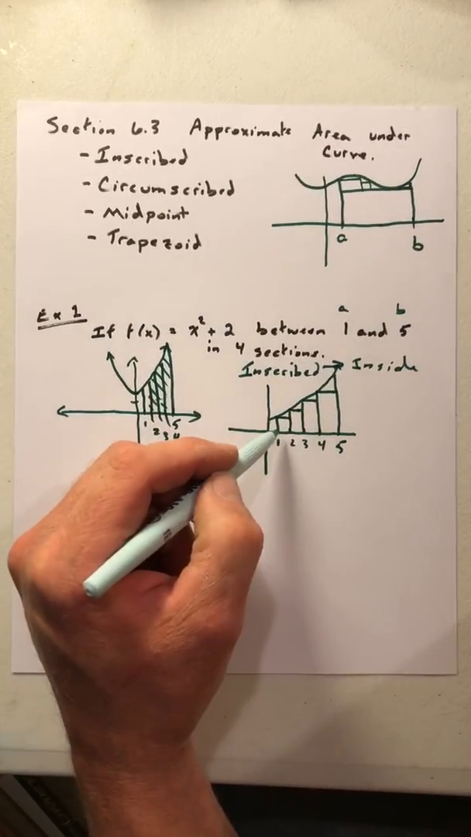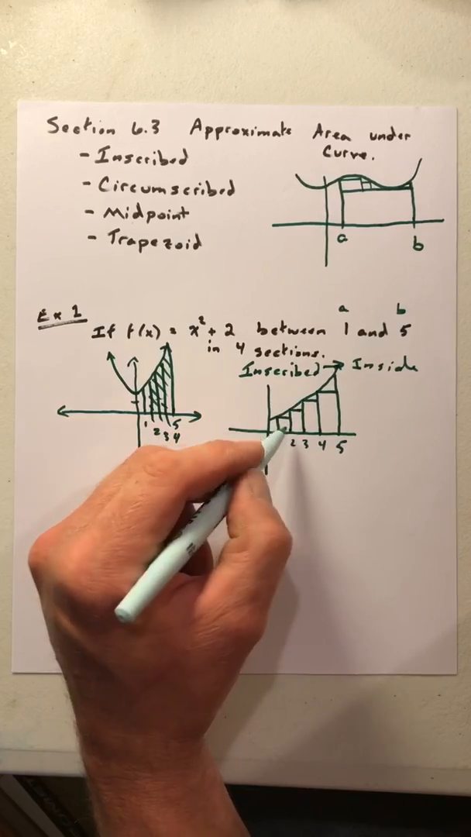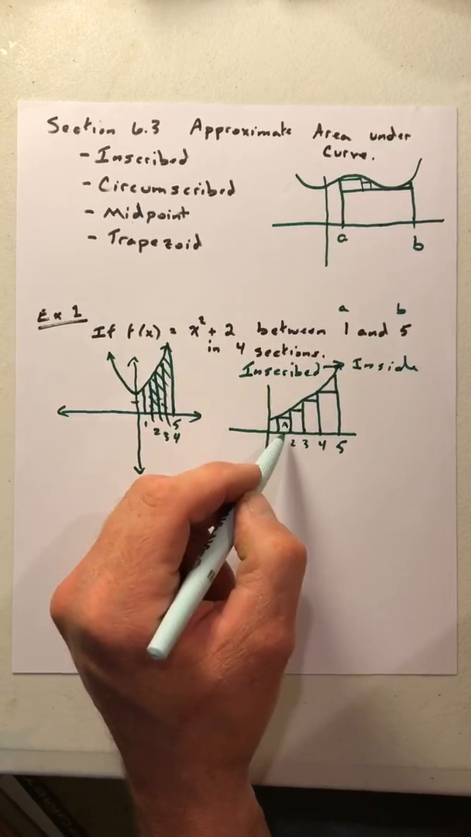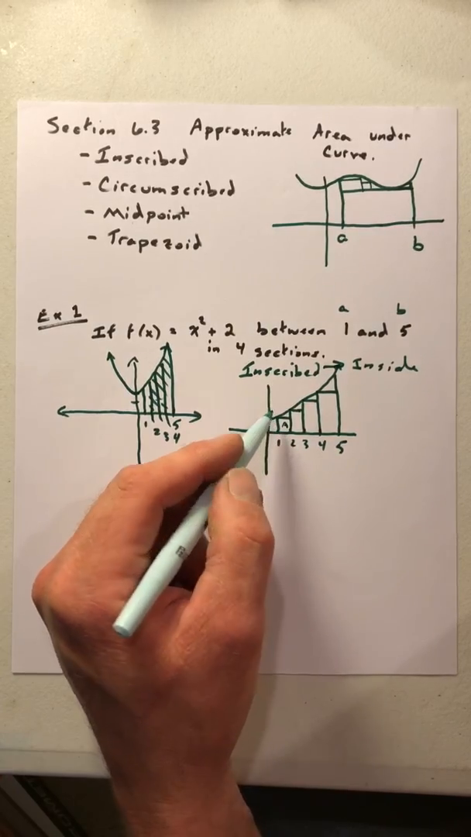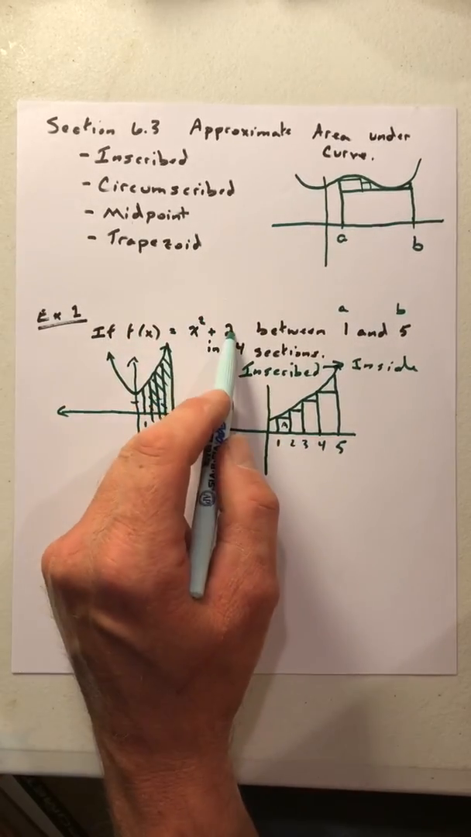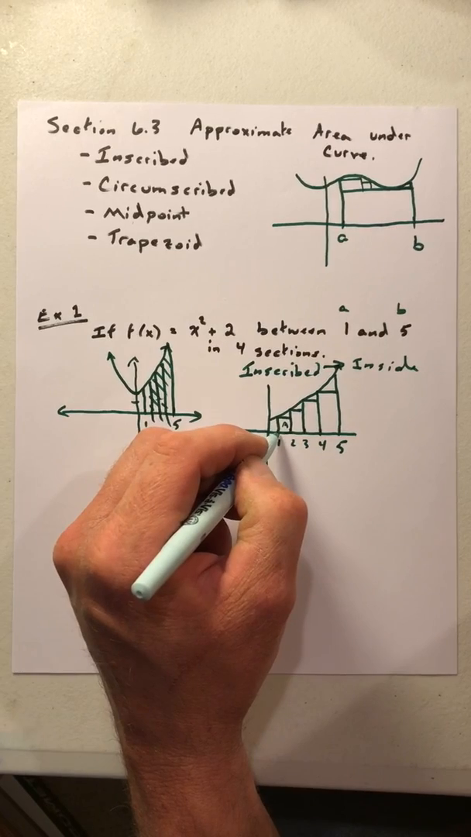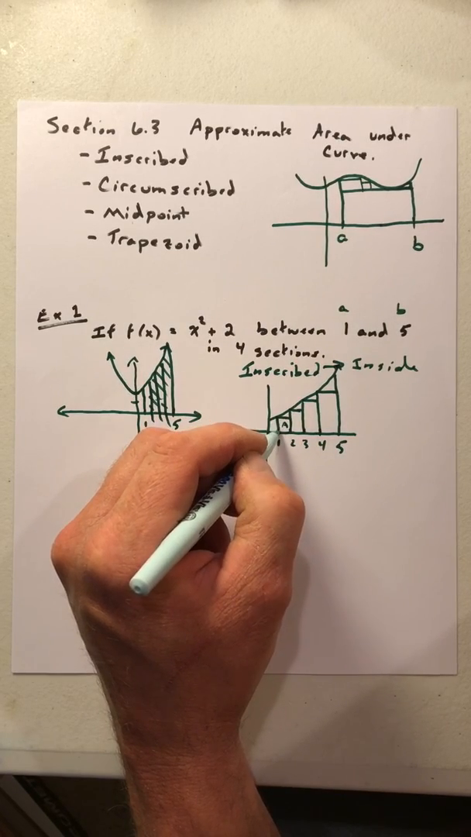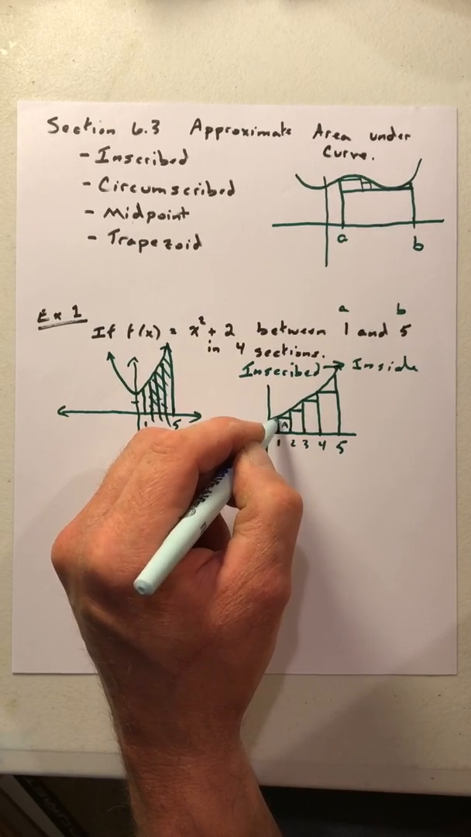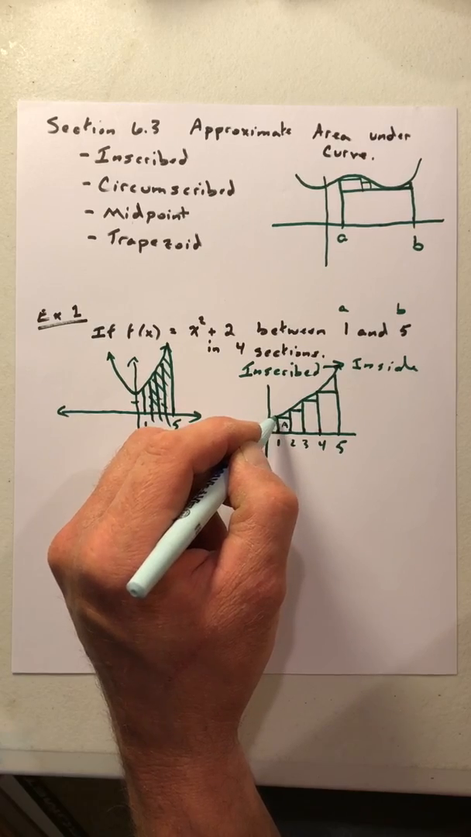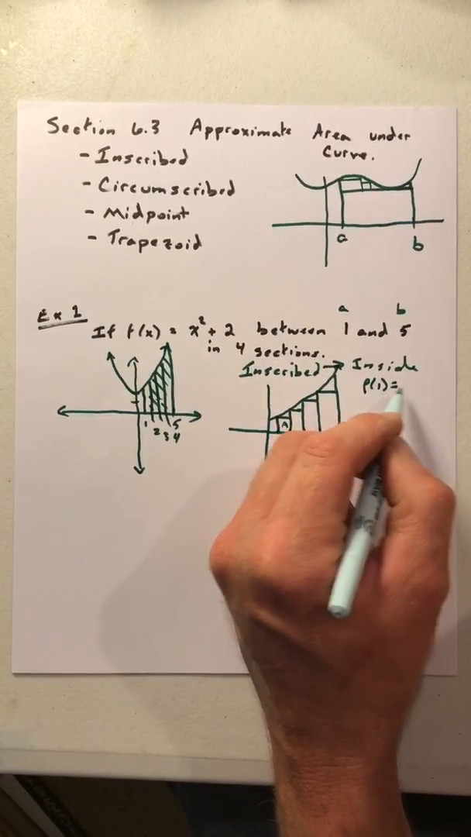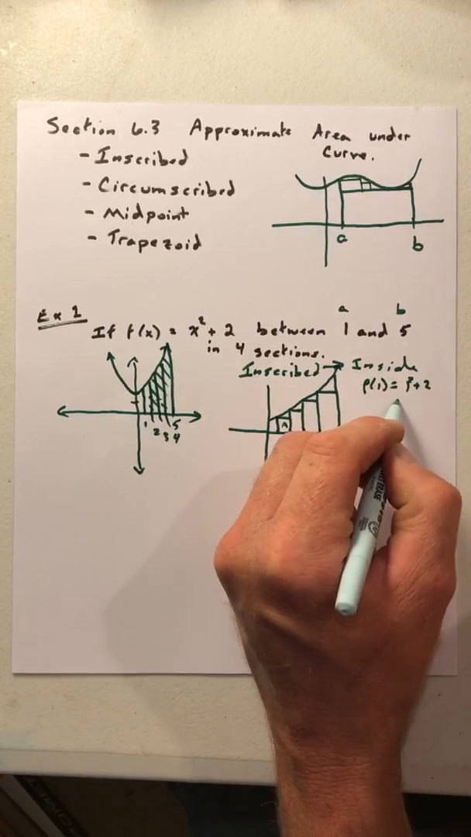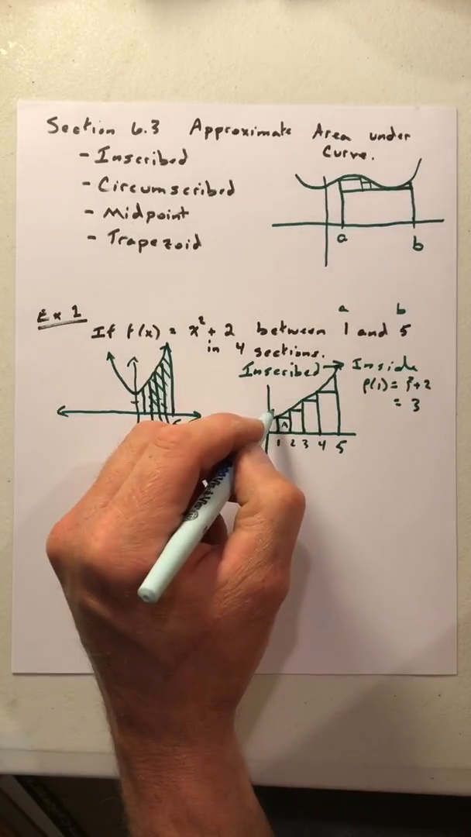So I know then that this rectangle here, we'll call it rectangle A, is going to be 1 unit wide. Well, how tall is it? Well, I know this function is x squared plus 2. And at 1, that is where the height is going to occur. So I'm looking for the value of this function when x equals 1. So I'm going to find f of 1, which is 1 squared plus 2, or 3.